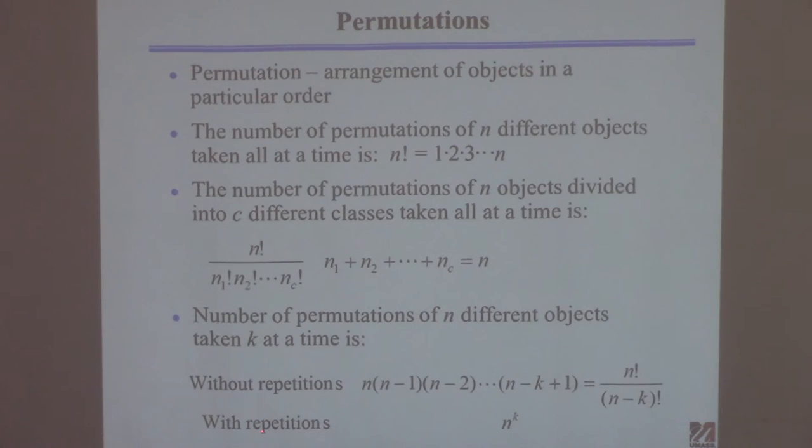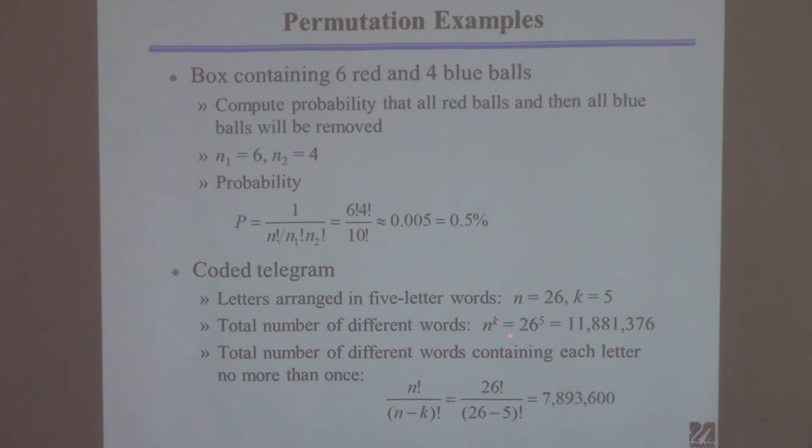With repetitions, I misread this. So obviously, in this case, we're allowing repetitions. So in this case, you could have a word A, A, A, A, A. Fine. If you only allow the letter to be used one time, then use the other formula, which is right here. And then you can see you reduced the number of possibilities by a factor of, I don't know, 50%. Still plenty.